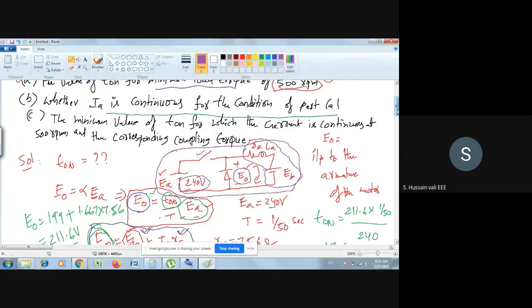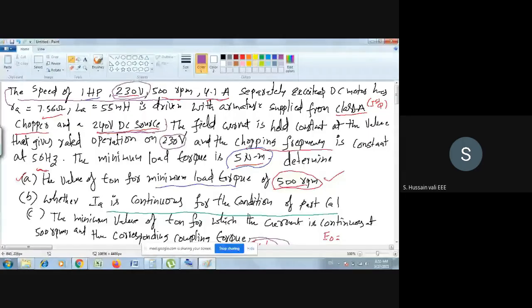Then what is the second statement? The field current is at a value that gives rated operation on 230 volts. 230 volts in the sense the rated voltage. At the rated voltage, you keep the field current constant, and the chopping frequency is kept constant at 50 Hz. What is the chopping frequency here? The switch is there, switch on off is there, so it has some frequency. That frequency is 50 Hz. If you know the frequency, the advantage is that you can easily find out the time period, which can be found from 1 by f. So the second statement also we understood.